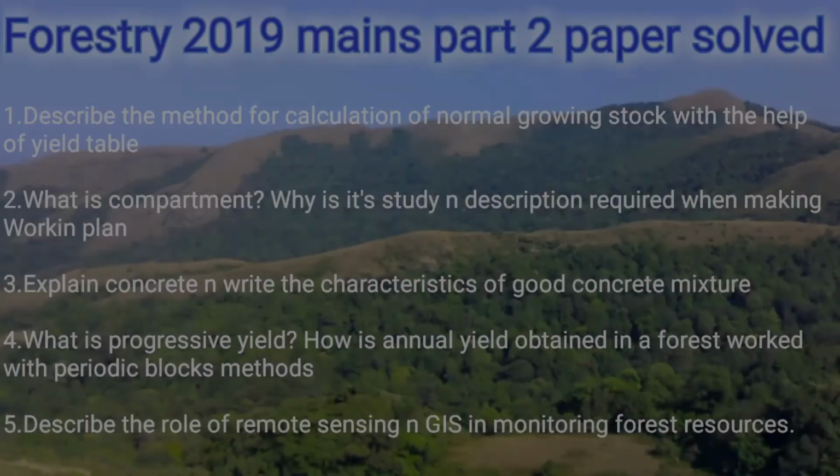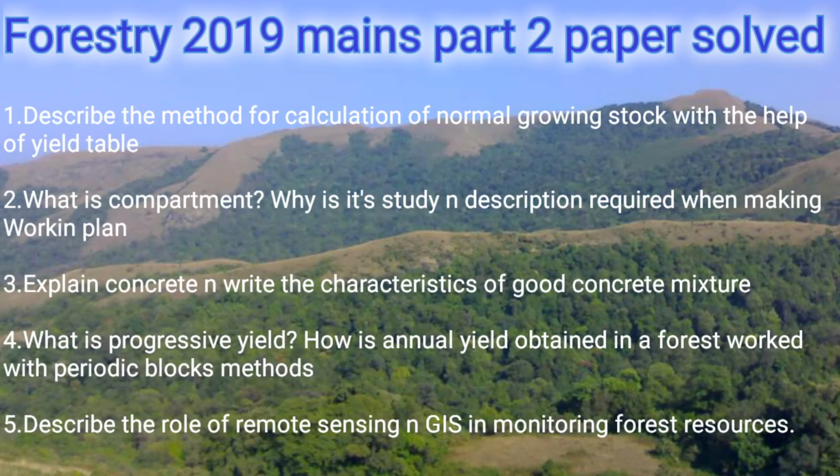By scheduling work in only one compartment each year, he can visualize the end as well as the beginning of the job. For larger industrial forests, compartment can be the basis for planning rotations and establishing cutting cycles. So this completes the second question. Coming to the third question, explain concrete and write the characteristics of good concrete mixture.